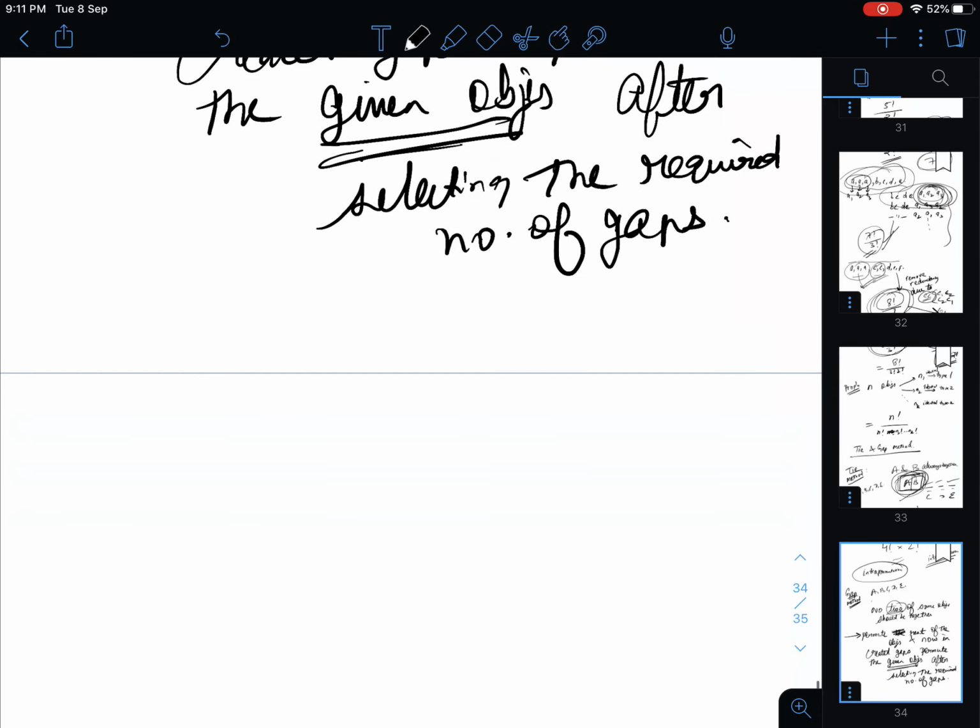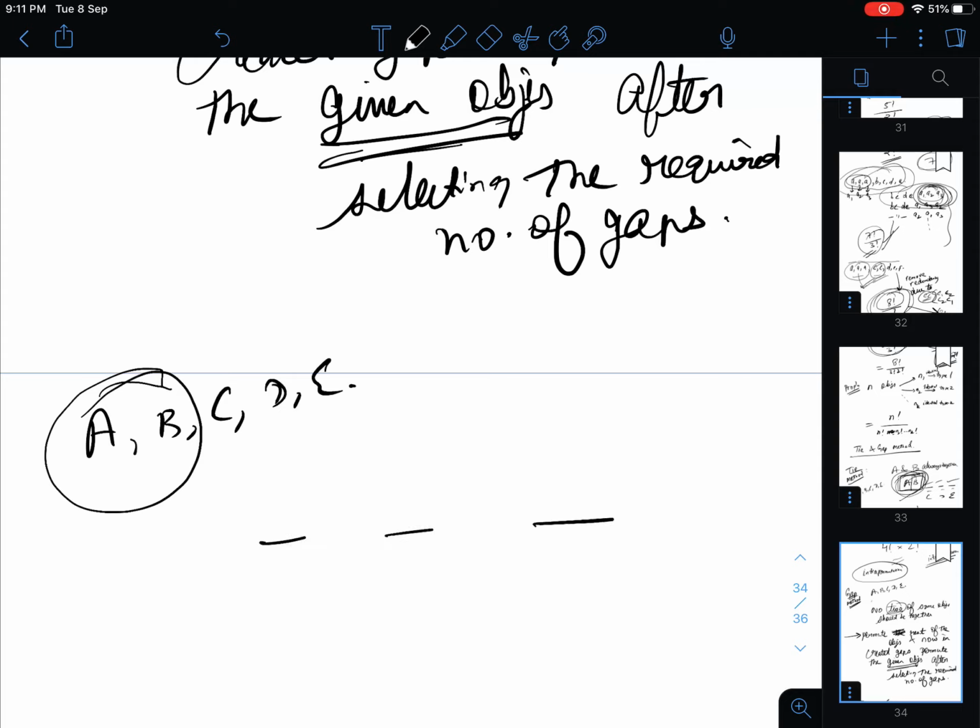So what I mean to say is, suppose I have A, B, C, D, E, and I want to find all those permutations such that A and B should never be together. Then what I do is write down 3 places for C, D and E. These C, D and E can be permuted in 3 factorial ways.